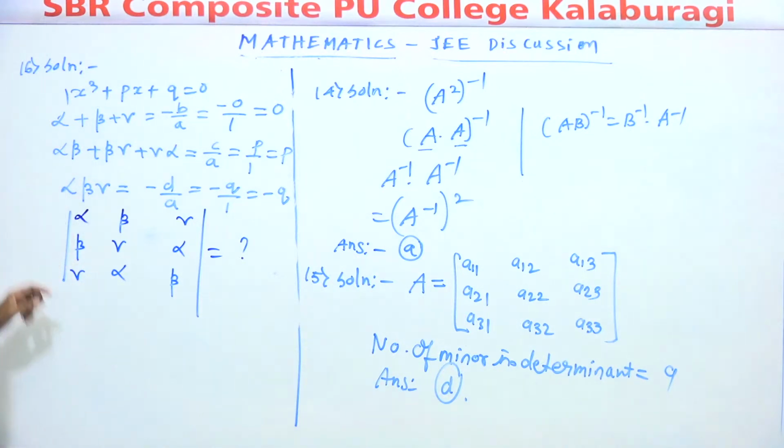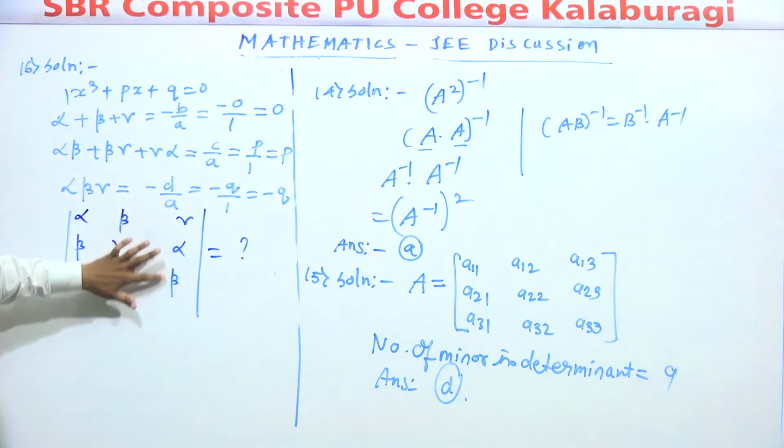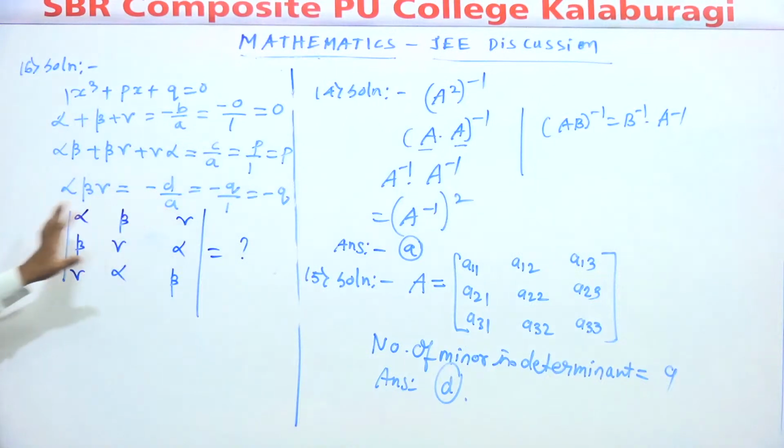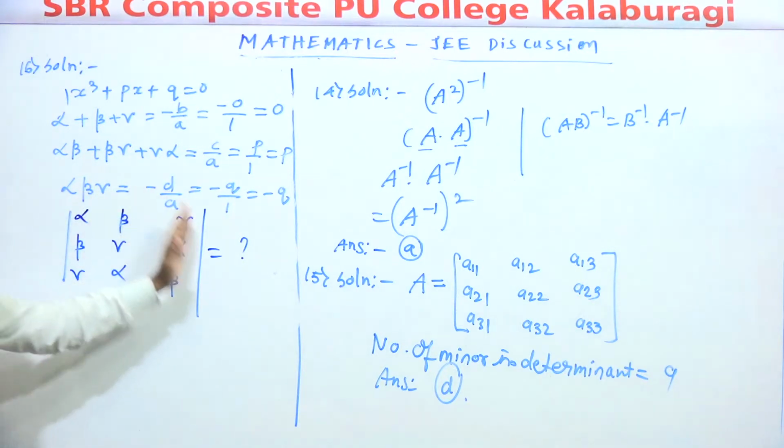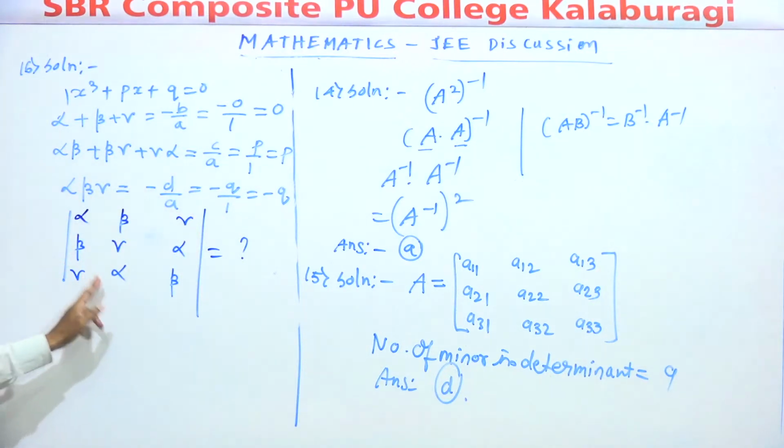Let us check. If I apply R1 changes to R1 plus R2 plus R3, I get alpha plus beta plus gamma. Again, beta plus gamma plus alpha, which is alpha plus beta plus gamma. Again, gamma plus alpha plus beta, which is alpha plus beta plus gamma. So if I apply R1 changes to R1 plus R2 plus R3, I get alpha plus beta plus gamma as common. I could even go for C1 changes to C1 plus C2 plus C3.